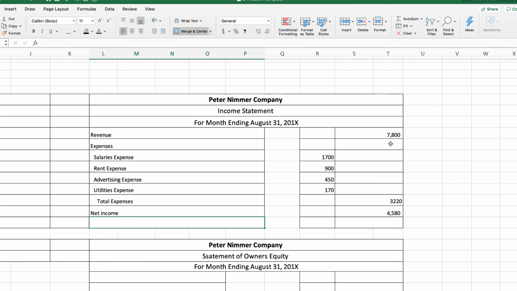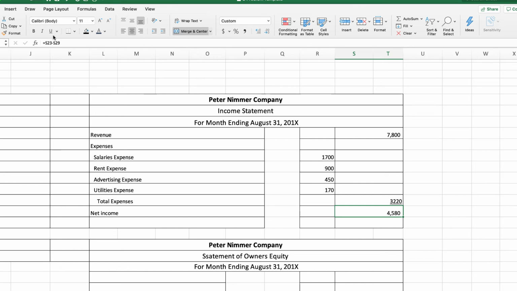Because we have a mathematical function here, we need to underline our 3220. This shows the user that, hey, I'm doing some math here. Okay, and we're going to what we call foot a column, right? We have our column here. I want to show that this is the last, or this is the answer, right? This is our net income. There's no more calculations after this.